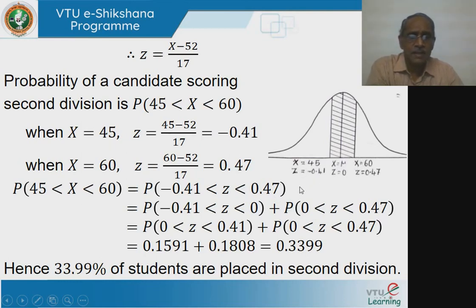But we know that the area between z equal to minus 0.41 and z equal to 0 is the same as the area between z equal to 0 and z equal to plus 0.41. So this can be written as the probability of 0 less than z less than 0.41 plus the probability of 0 less than z less than 0.47. Okay, so to find the probability of the area from z equal to 0 to 0.41, I have to look for z equal to 0.41 in the table.